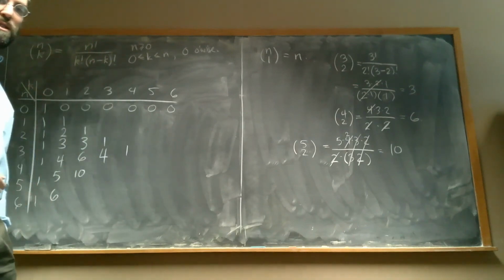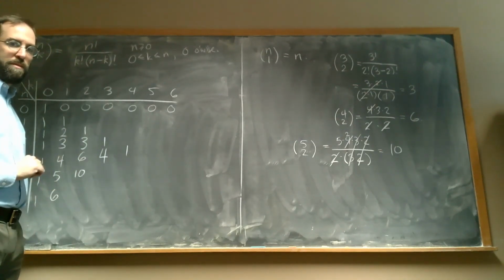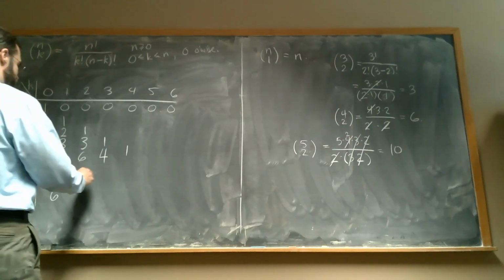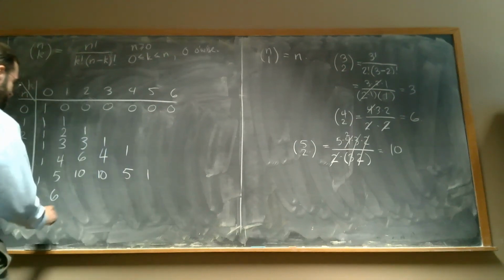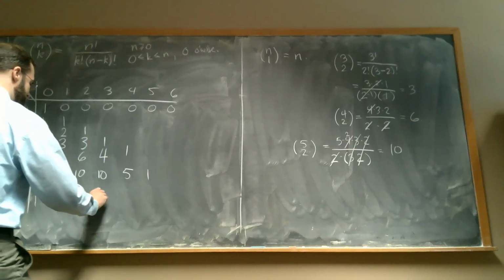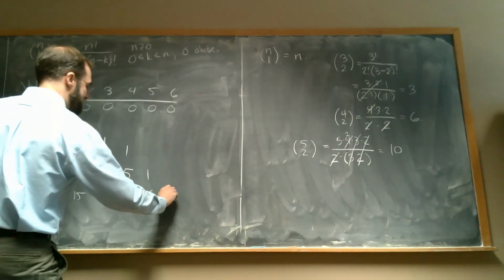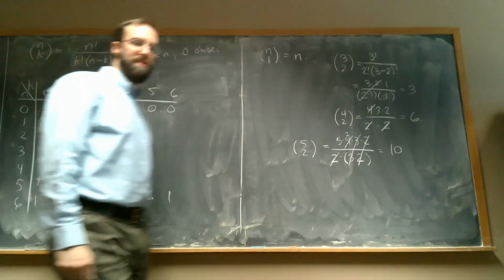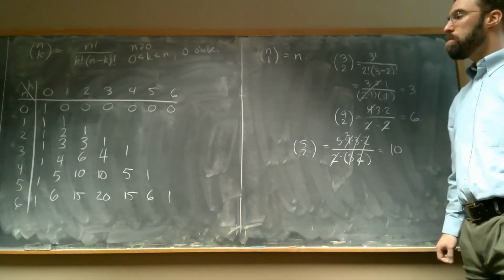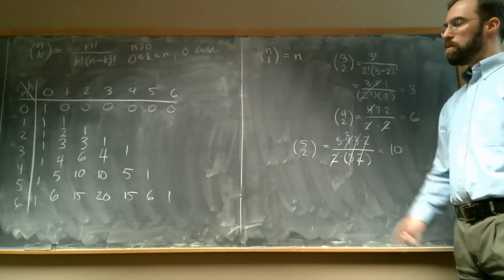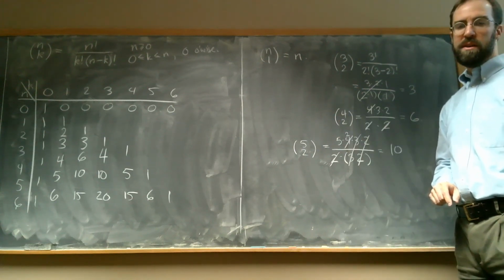I'm not going to actually compute the rest on the board. You can do that for yourself if you want. I'm just going to fill in the rest of the table. So this is going to be 10, 5, and 1, and then down here we're going to have 15, 20, 15, 6, and 1. And you can keep going further if you want. So that probably looks familiar to you. This is in fact Pascal's triangle.